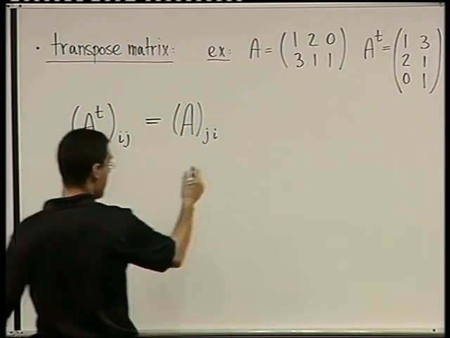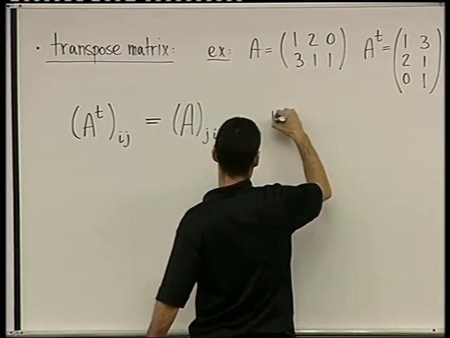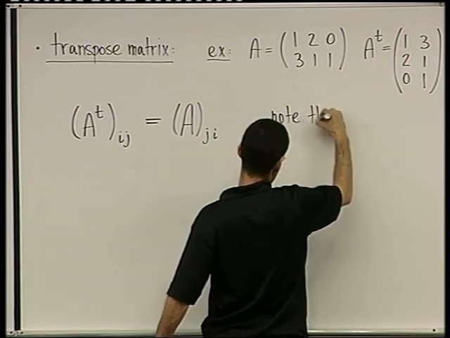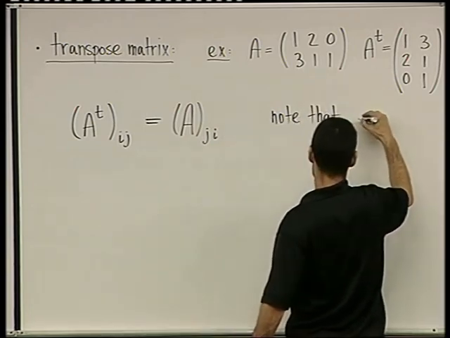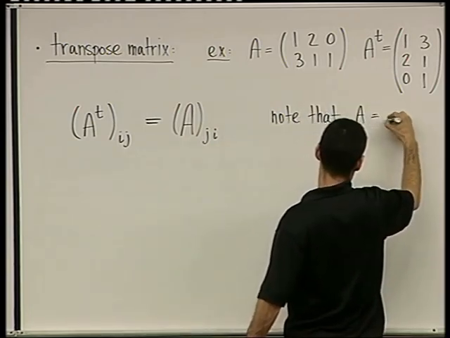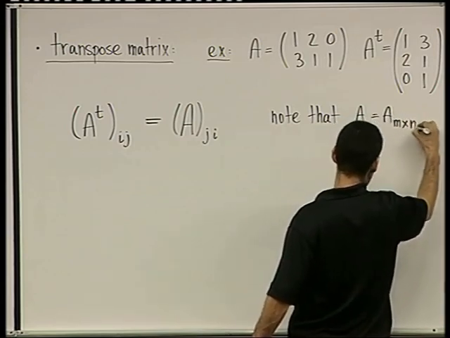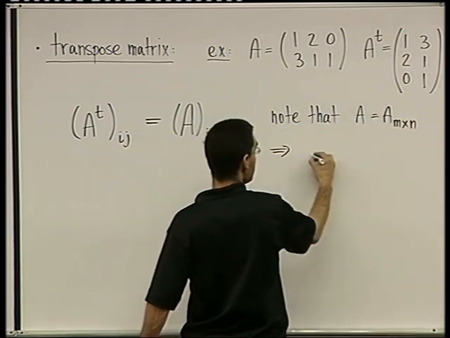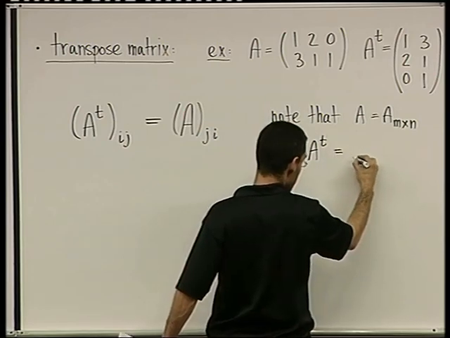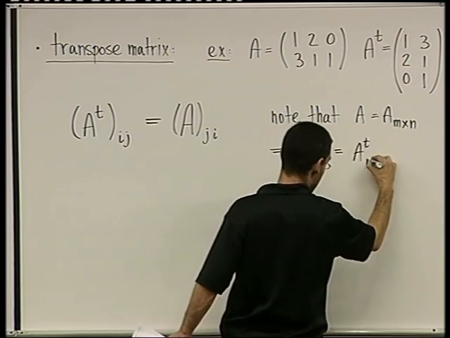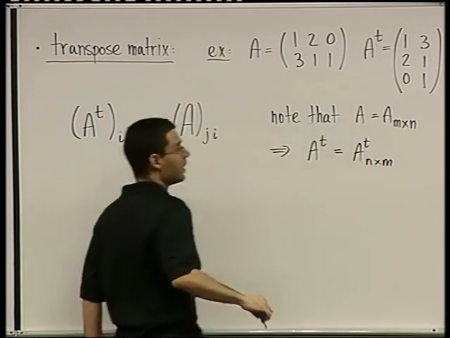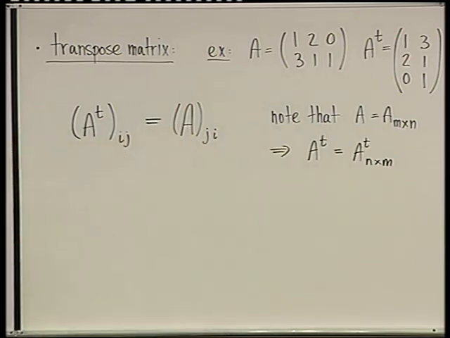By the way, note that if A is a matrix M by N, this implies that A transpose is a matrix N by M, right? The number of rows and the number of columns is also reversed.